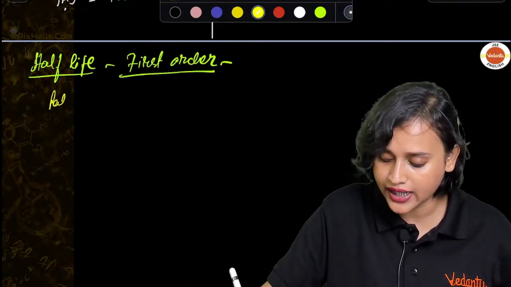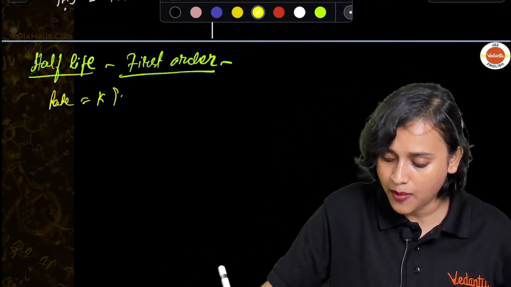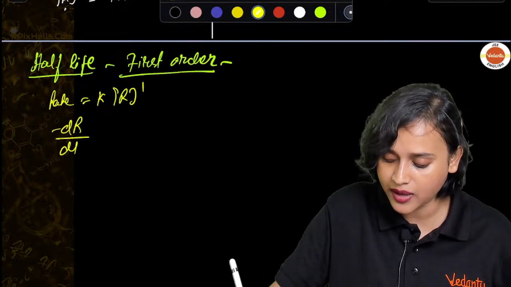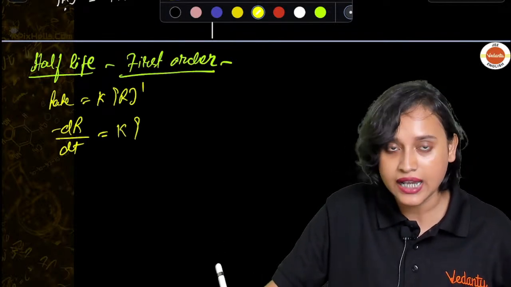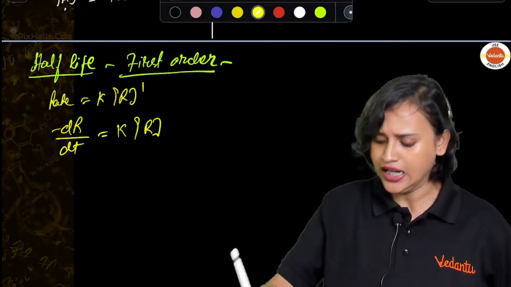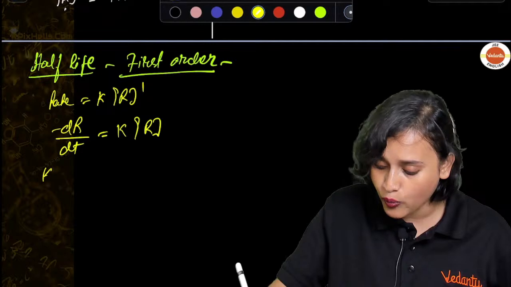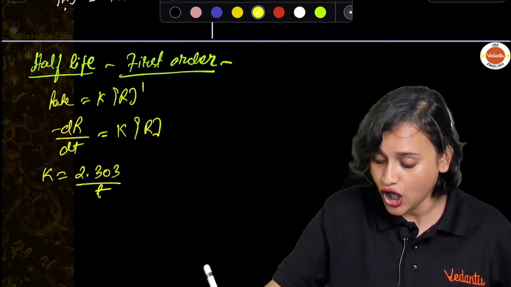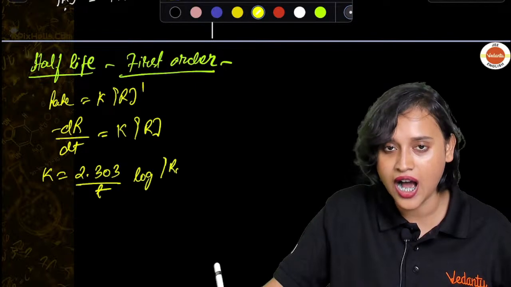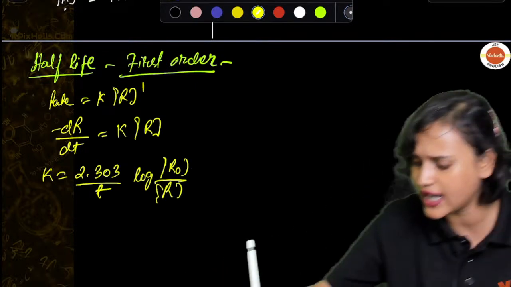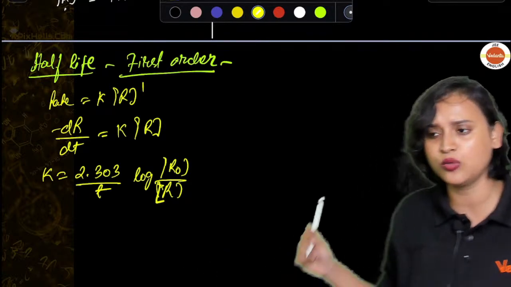Once again, we know that rate is equal to K multiplied with R to the power 1. And you have minus dR by dt is equal to K and R, because R to the power 1 can be written as R. Now from integrated law, we know that K is equal to 2.303 divided by T log of R naught divided by R. Am I right, everybody?